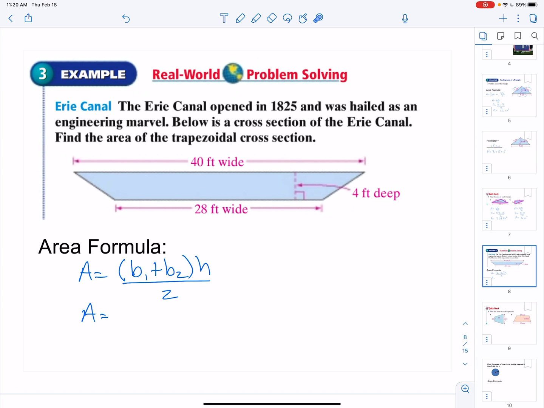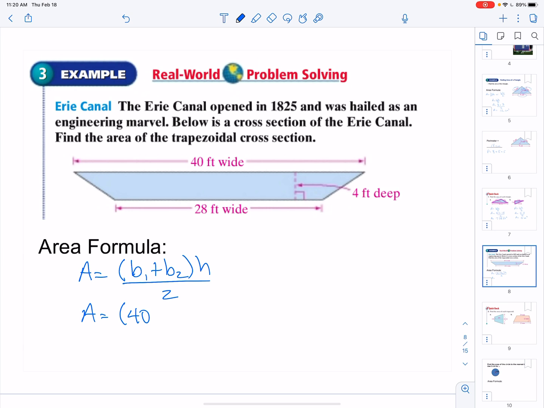Now, the easiest way to find the 2 bases is, a height is always going to be drawn from a base, and again, that's going to be touched by that right angle. So in this case, here's our height. So that means the 2 bases are the 2 pieces that it touches, which is that 40 and the 28. It doesn't matter which one we use as B1.